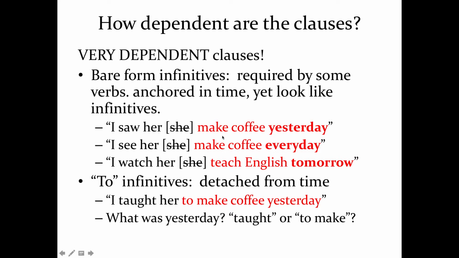So unlike these bare form infinitives, where it's the act of making that happened yesterday or the act of teaching that happens tomorrow, in this case, I taught her to make coffee. Any time adverb would refer to the main verb, and this "to make coffee" is not anchored in time. It's detached from time. Now she possesses the ability to make coffee whenever she wants. It's not anchored to a given time.